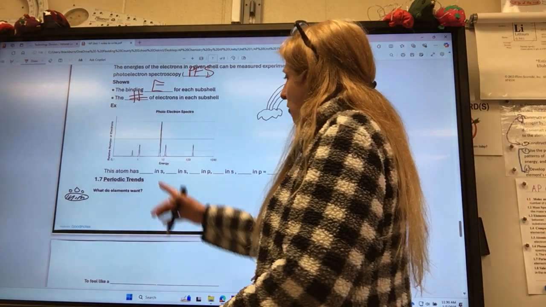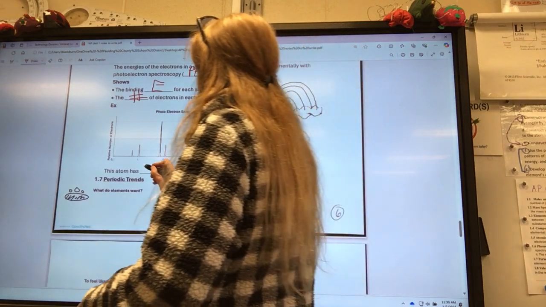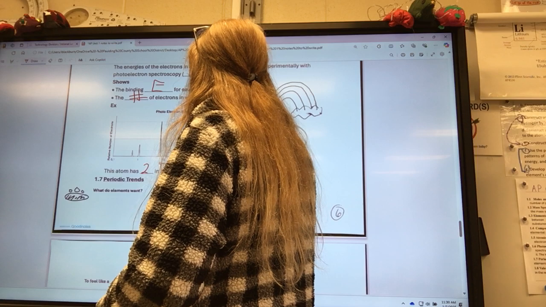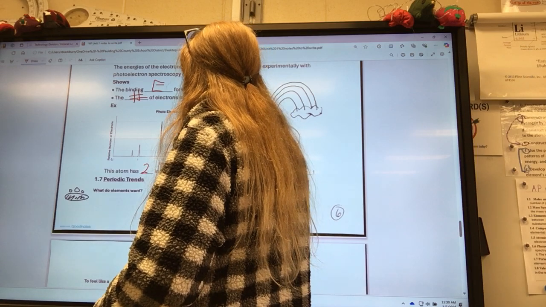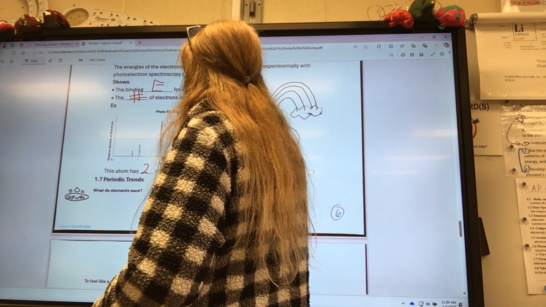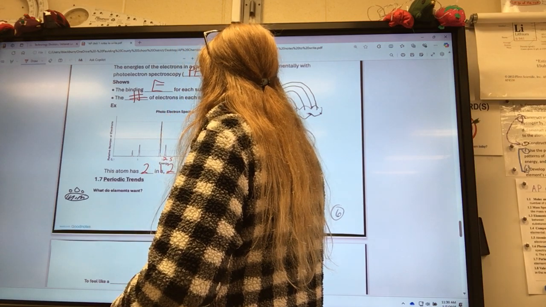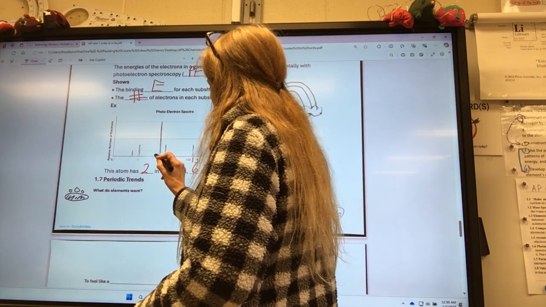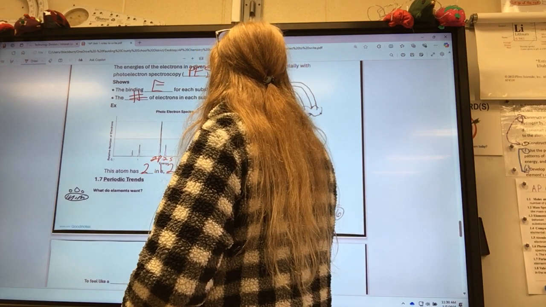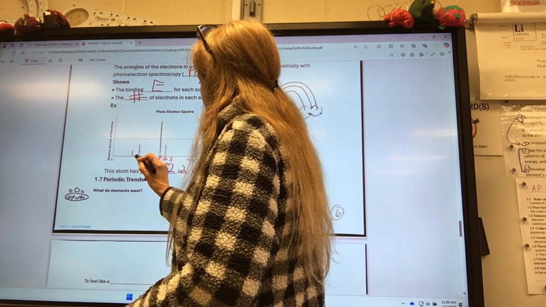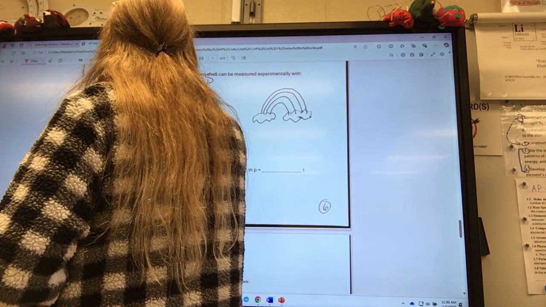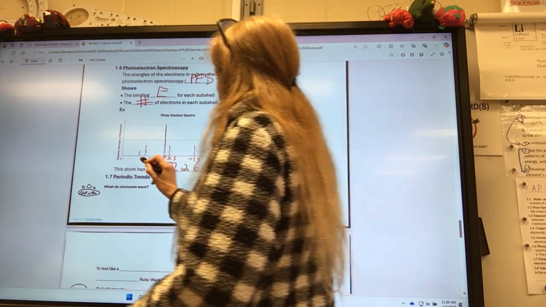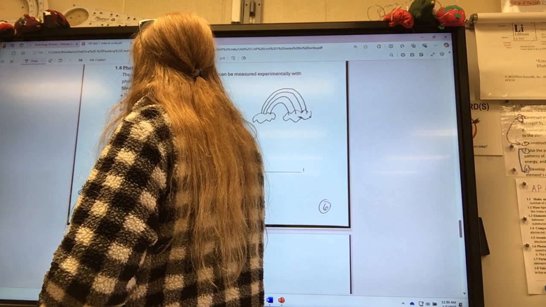Yes? Okay. So in this atom, it's got 2 in 1s. So this is 1s. It's got 2 in 2s. So that one's 2s. It's got 6 in 2p. That's 2p right there. It's got 2 in 3s. Oops, get my sleeve out of the way. 3s. And it's got 1 in 3p. That's 3p, and it's only got 1.